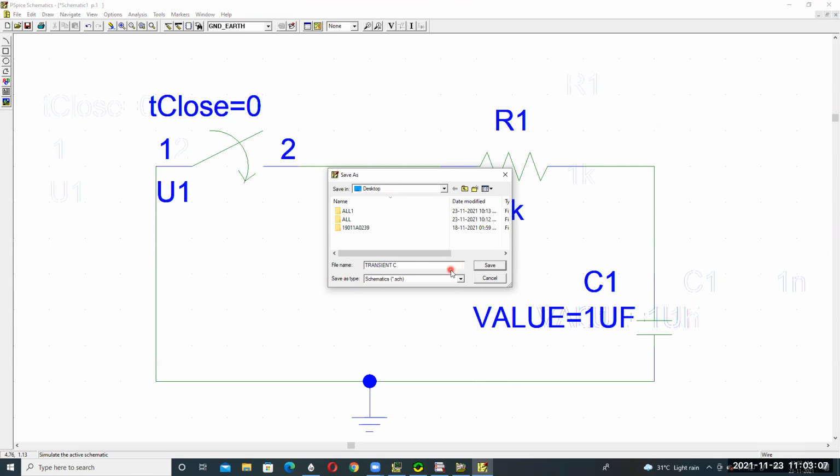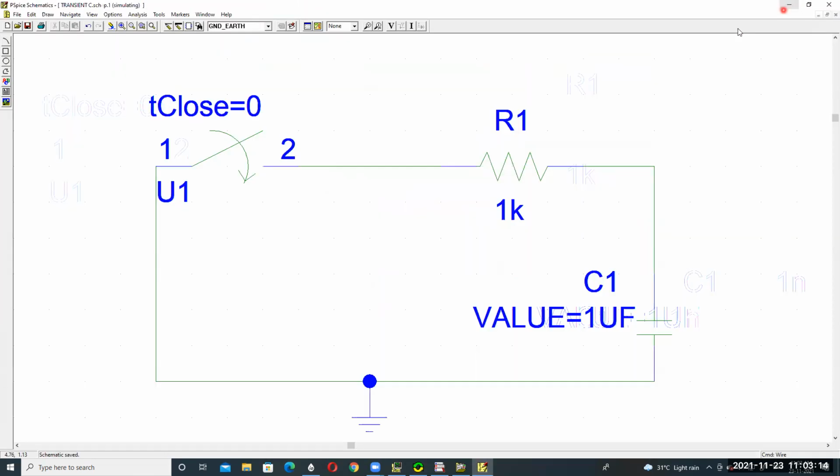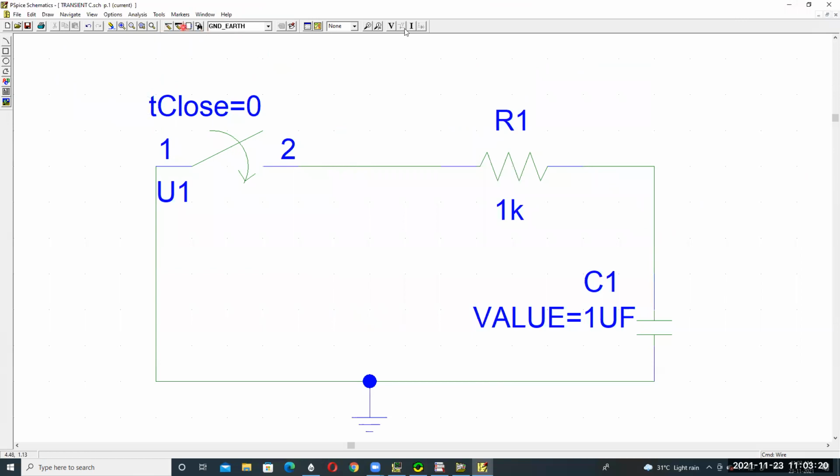Transient response across the capacitor. After saving, it opens like this. If you want to know the voltage across the capacitor, take one probe, which is called a voltage probe. Connect it here, and we will directly get the waveform, labeled V output. By simulating with the probe, we directly get the response across the capacitor.